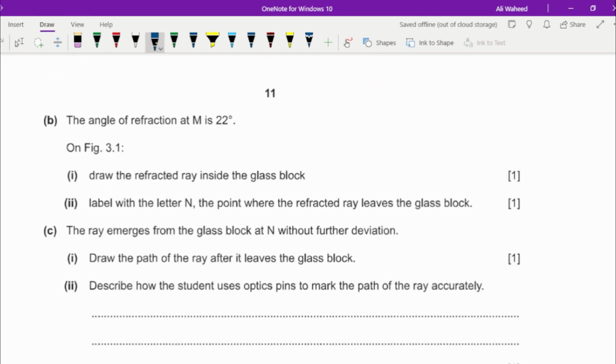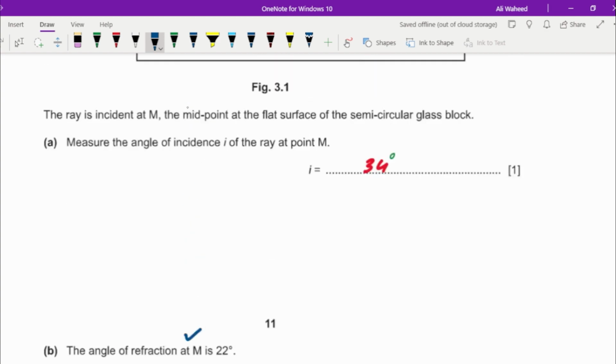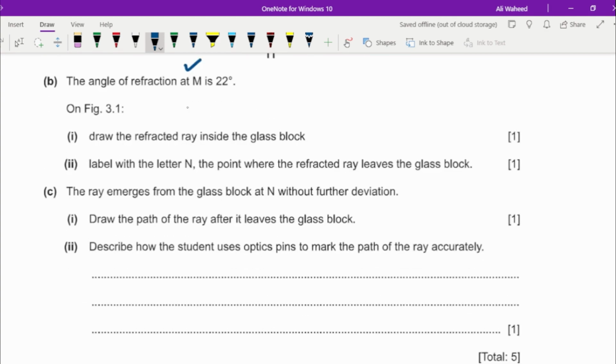Okay, the angle of refraction at M is 22. This is already given. They have given you that the angle of refraction is 22. And if you try to recall your concepts of this chapter, you realize one thing. When the ray of light enters a dense medium, for example, the ray of light enters from air into the glass, it bends towards the normal, and thereby the angle of refraction would be decreased. So the angle of incidence was 34 and the angle of refraction is 22. It is smaller than the angle of incidence. This is consistent with our understanding of optics.